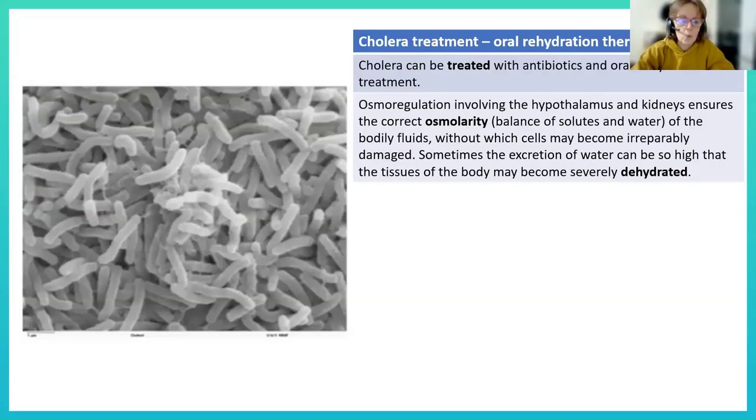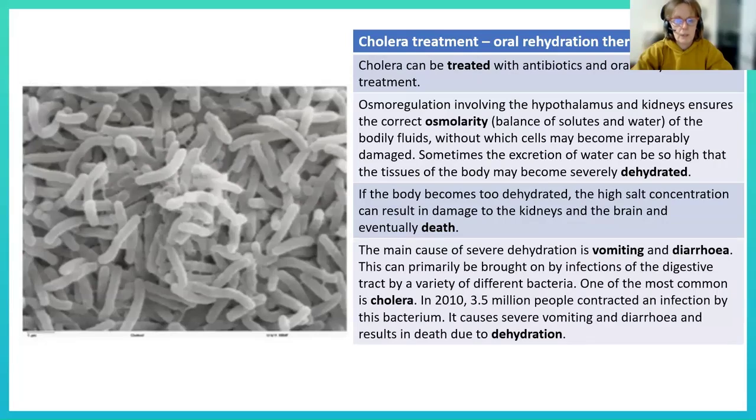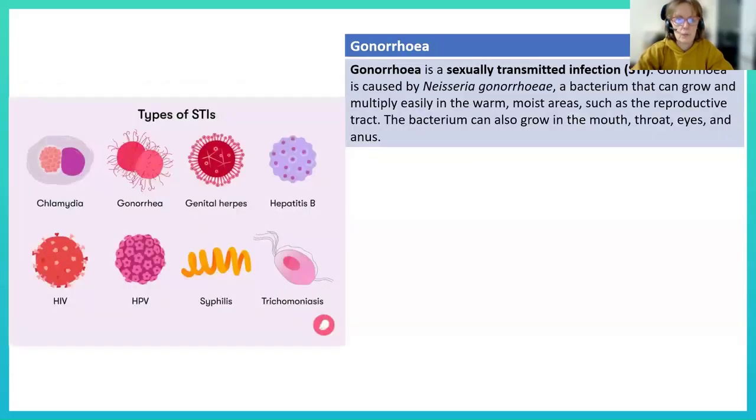It ensures that the body will hold on to it, so it's a bit of sugar in the water usually, or a little bit of salt. It sounds counterintuitive to give salt, but it makes you hold on to the water when you drink it. It has to be carefully regulated because you can't have too much salt, or otherwise you get more dehydrated, but you need a little bit of salts to help you to hold on to that. Cholera is one of the main causes of severe dehydration. In 2010, 3.5 million people contracted an infection by cholera. That's a lot. And obviously, the death due to dehydration is a risk in all of them.